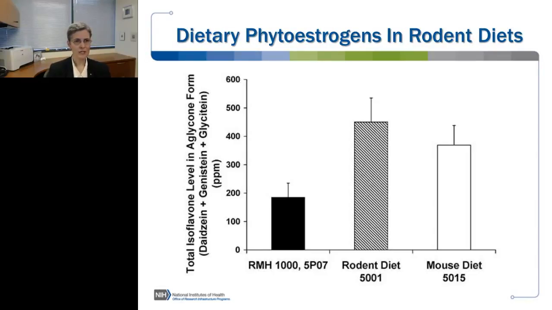I show here 3 different rodent diets, and the total isoflavone level is shown here. And you can see that this diet has 2 to 3 times the isoflavone levels as this diet, and this diet has about twice. So if you change diets, or if you're not paying attention to diet, you could be blurring out some of your results or decreasing the sensitivity of what you're looking at.